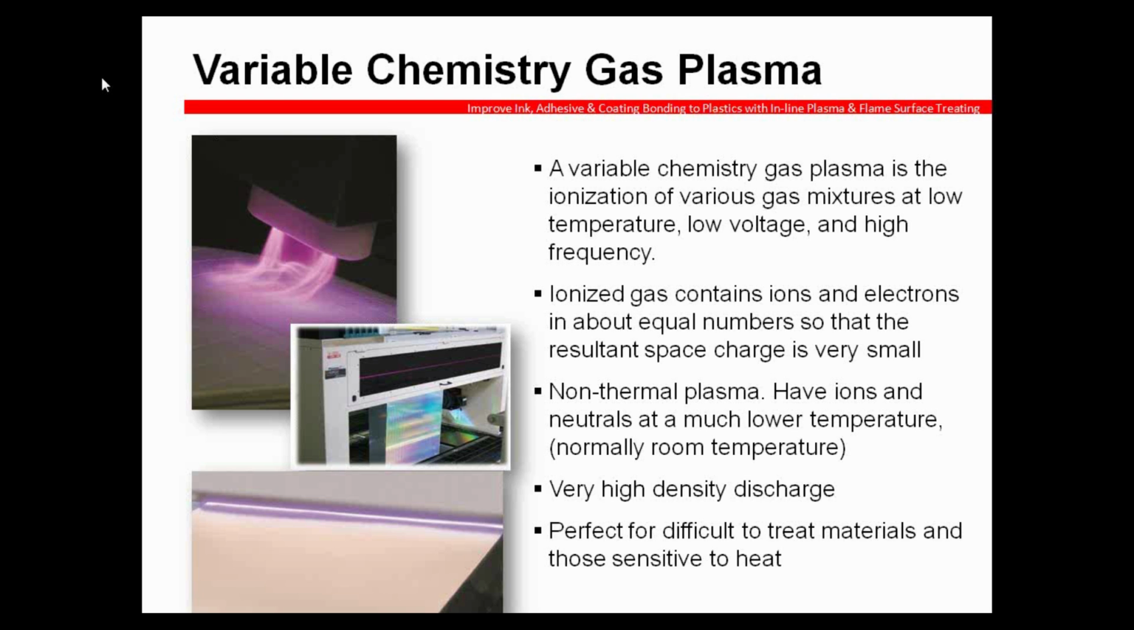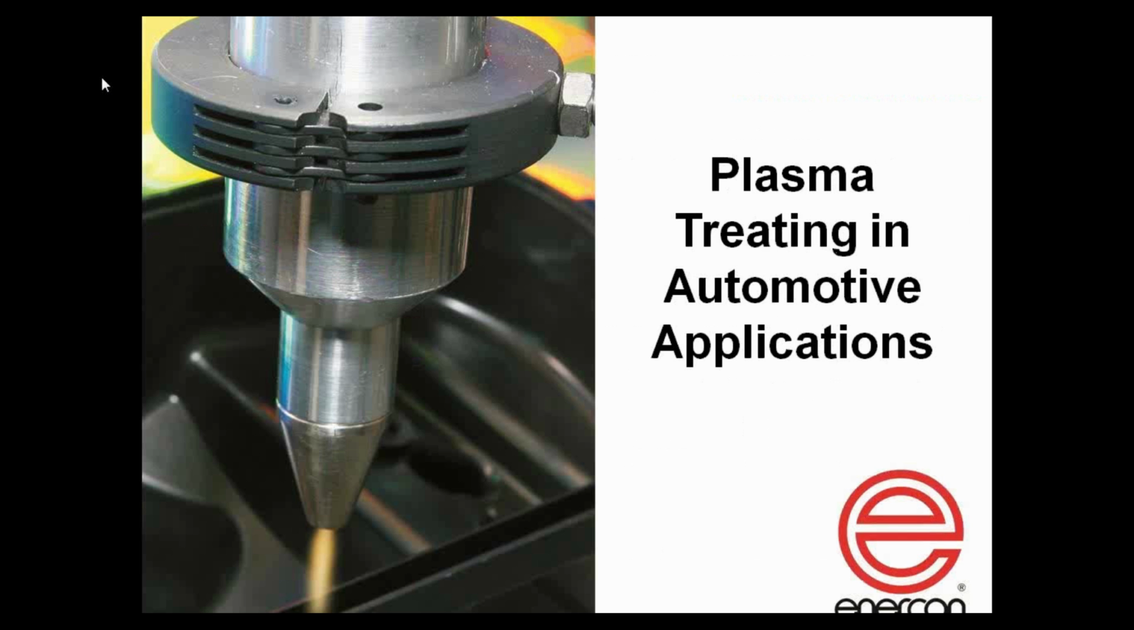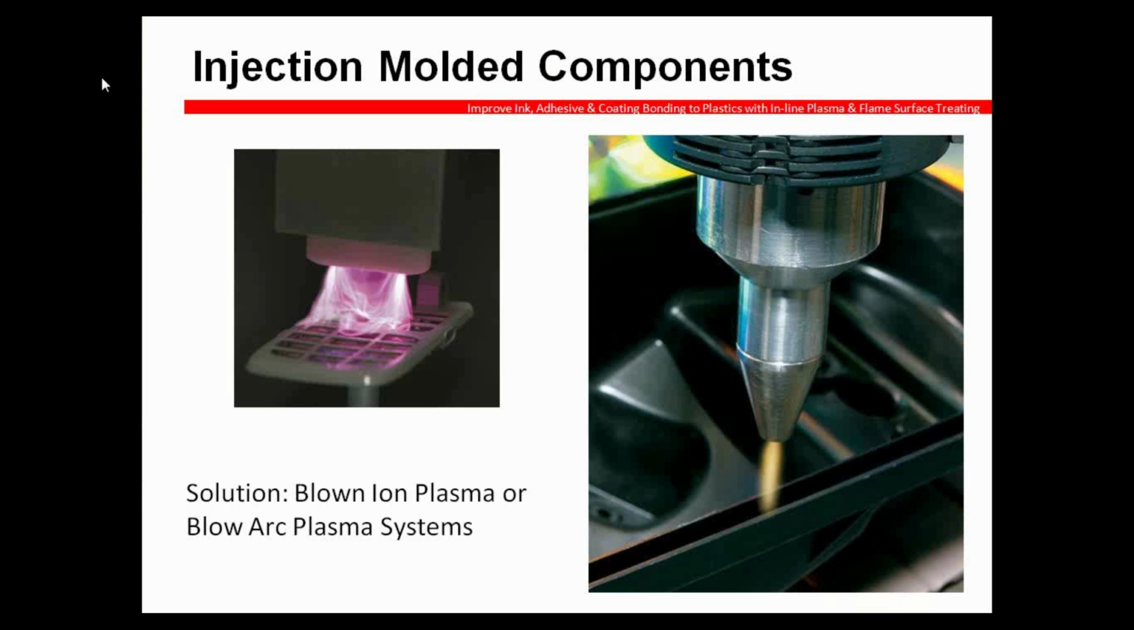With that very high density discharge, it's very good also for materials that are sensitive to heat. You see a couple different profiles here, but in general you are using a gas or gases when working with variable chemistry plasma. So let's talk a little bit more in detail about the different automotive applications that Enercon works with. It's not an extensive list, but I'm going to give you a couple examples and some solutions that we've been able to come up with.